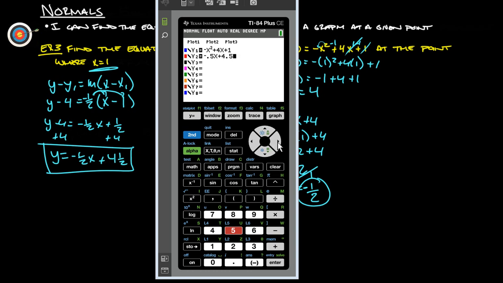Just so we can see what it looks like, I put the original equation and our normal equation in and graphed them. Here's our negative x squared graph, and the point is at 1. It looks like the tangent line is right there, and that's our normal line that goes through. It looks decently close, so we'll go with that.